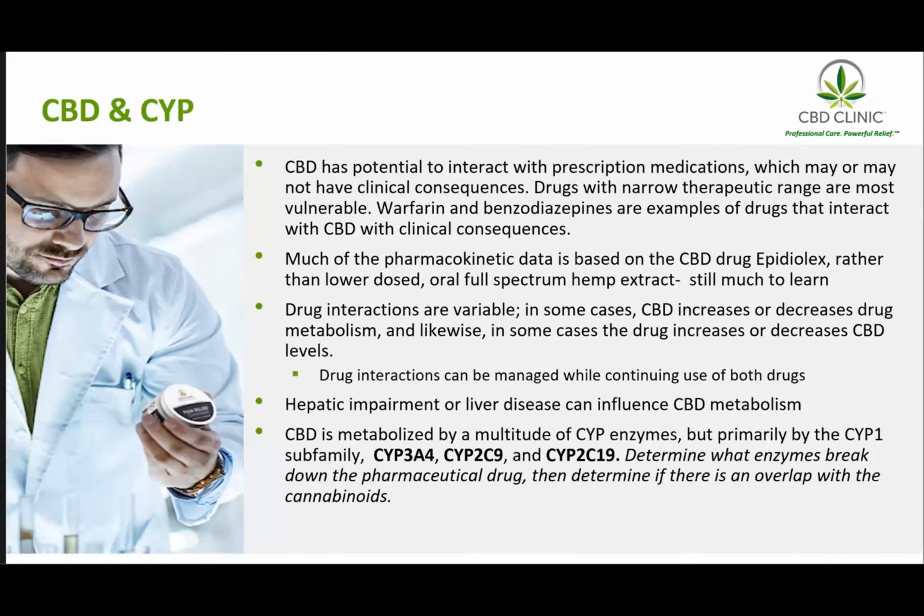If you have some kind of liver disease or the liver isn't functioning properly, that of course can alter CBD metabolism. And then the CYP enzymes that we know are primarily used for CBD metabolism are the CYP3A4, the 2C9, and the 2C19. So the goal here is to understand what enzymes are breaking down the pharmaceutical drug, and then determine if there's some overlap with the cannabinoids, and then figure out if you need to be concerned about that and how you can adjust each one.